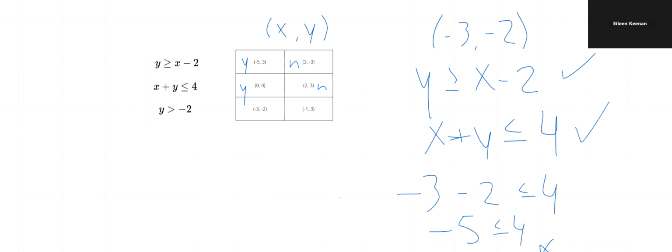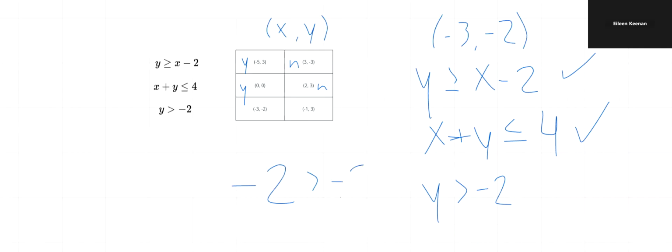So now we just got to check the very last one, where y is greater than -2. And -2 is greater than -2. Well, is that true? That's actually not true, because it doesn't have the or equal to symbol. -2 is not greater than -2. It's equal to. So that does not work. So therefore, that is not a solution. If it says -2 is greater than -2, or any number is greater than itself, that is not true.